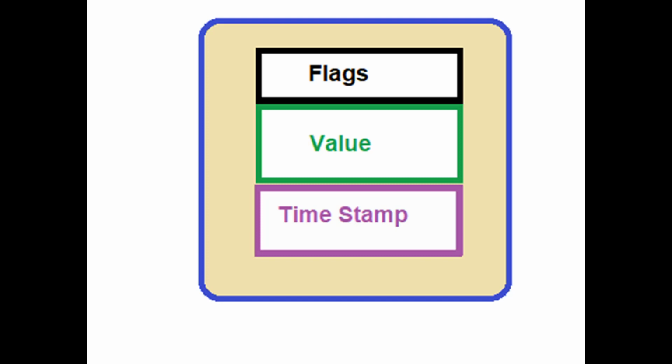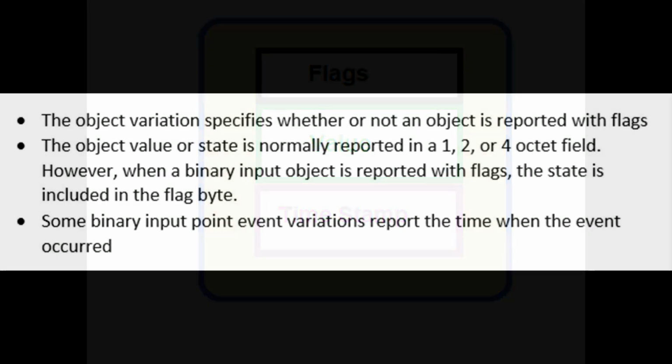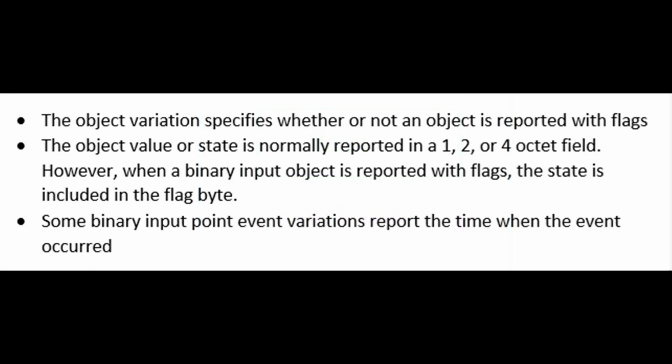Flags are 1 octet, value is 1, 2, or 4 octets, timestamp is 2 or 6 octets. All fields are optional. An object must obviously have one field, but others might be missing because of a variety of reasons. The object variation specifies whether or not an object is reported with flags.